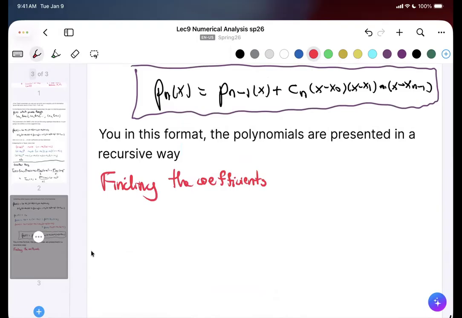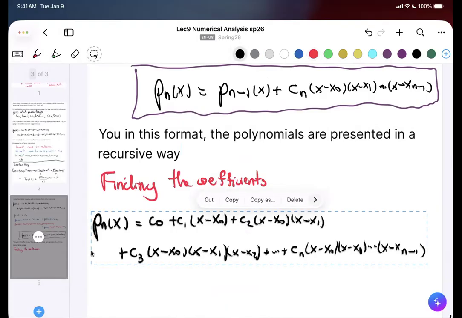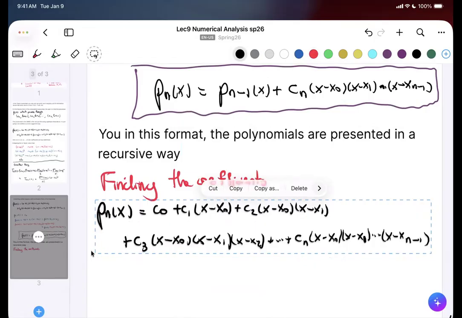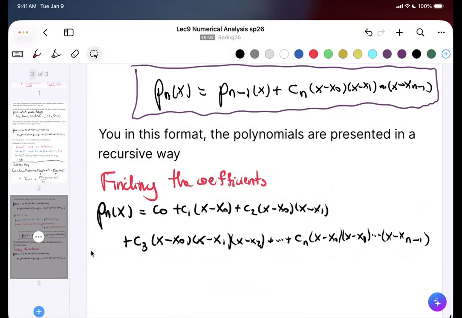Okay, so again, the formula for the polynomial is Pn is C0 plus C1 times x minus x0, and so on. This thing that you see there. So notice that every factor after C0 has x minus x0, right? Every factor after C0 has x minus x0.